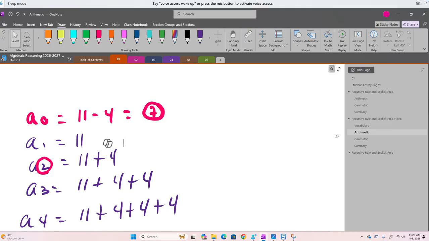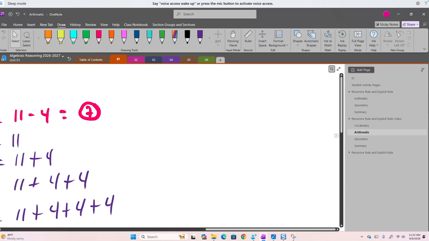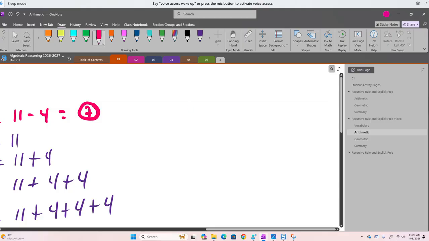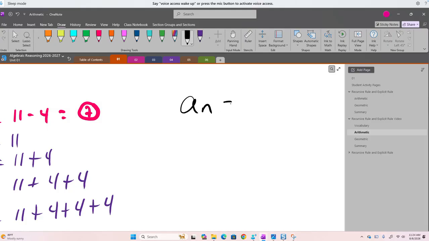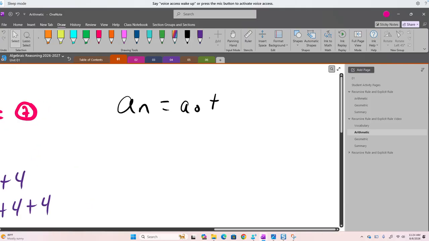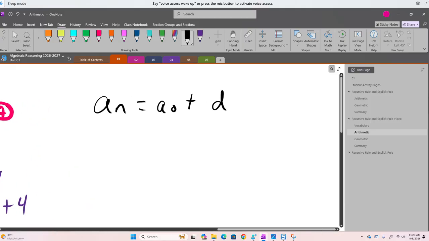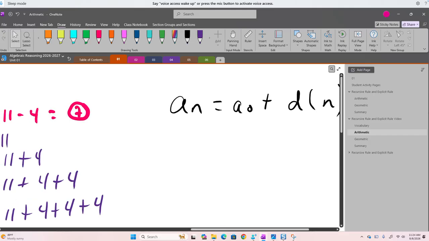So again, we're going to need two pieces of information for our explicit rule. That is going to be, we need a sub 0 and the common difference. We now have both of them. So for the explicit rule, a sub n, for any number, is going to be equal to our a sub 0 plus our common difference, which is going to be represented by d, times whatever our term number is in this case.